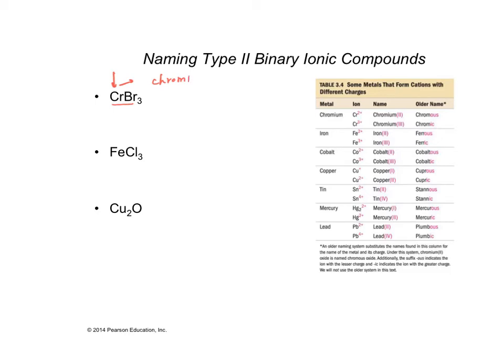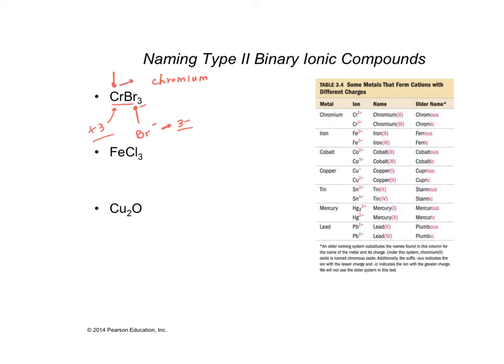So chromium, right? But then how do I know the charge right now? How do I know if this is +2 or +3? So usually the big indicator is going to come from the nonmetal, right? Bromine is a halogen, right? So for one bromine, you get a -1 charge. If there are 3 of them, that gives me a 3- overall. So chromium has to be a +3 to balance that 3-, right?